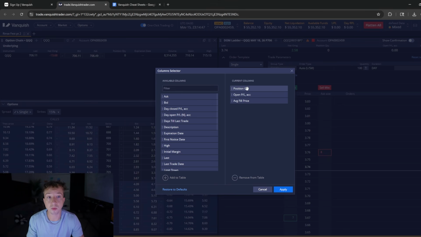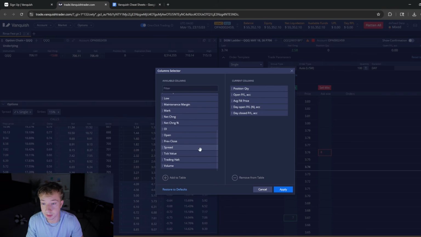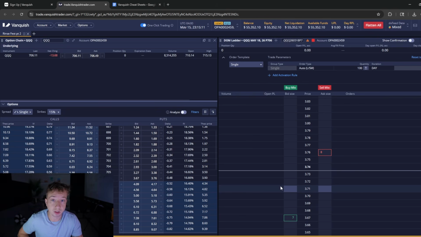Position quantity. So we want to know how many contracts we're in at a given time. Open P&L, great. Average fill price, also great. We're also going to do the day close P&L just to have it there. And then you guys could also put the day open P&L, and that is pretty much it. Net change percentage is just on the day, it's not actually on the contract. And we're just going to hit apply, and that's literally all you need.